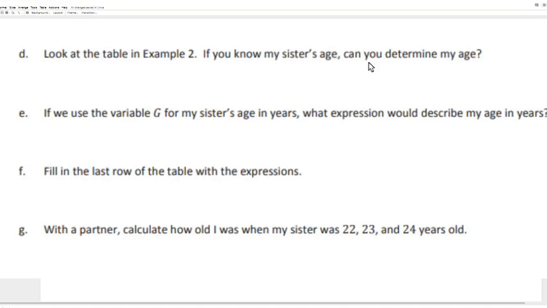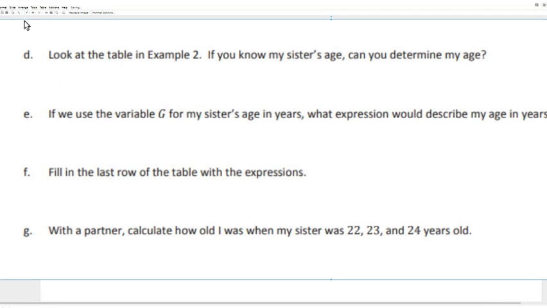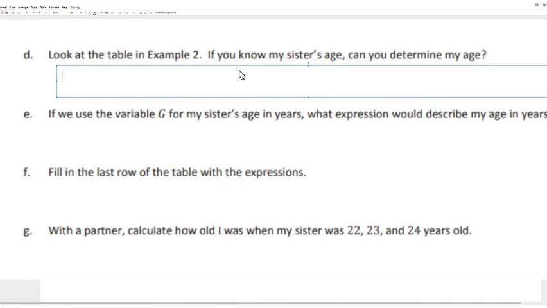If you know my sister's age, can you determine my age? Well, yeah, of course we can. We can always just simply subtract 2 from your sister's age, and that equals your age. So can we determine it? Yes, it's very similar to what we just talked about. I didn't grab the text box yet, so let's go and grab a text box. Can we always determine my age if you know my sister's age? Yes.